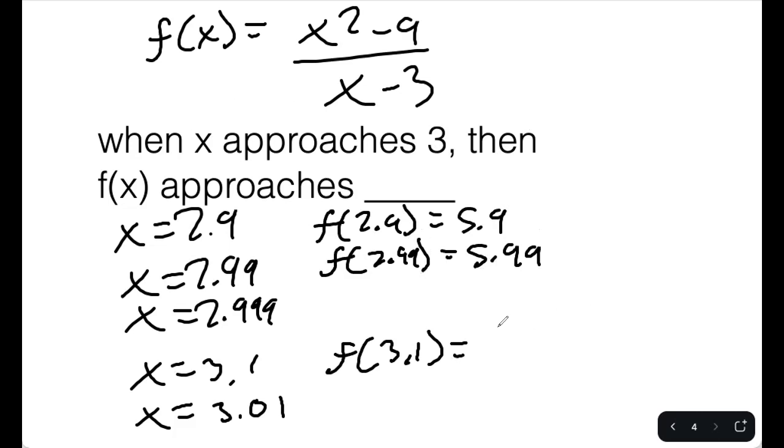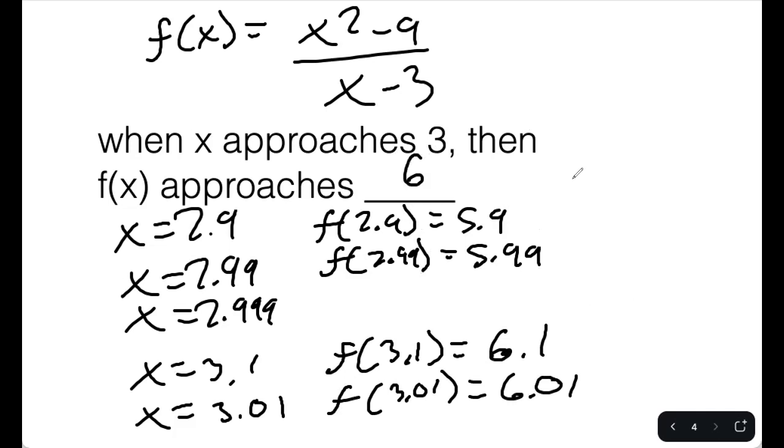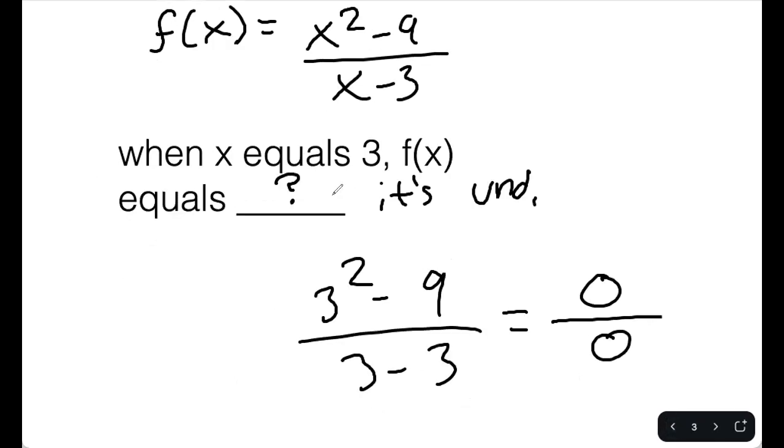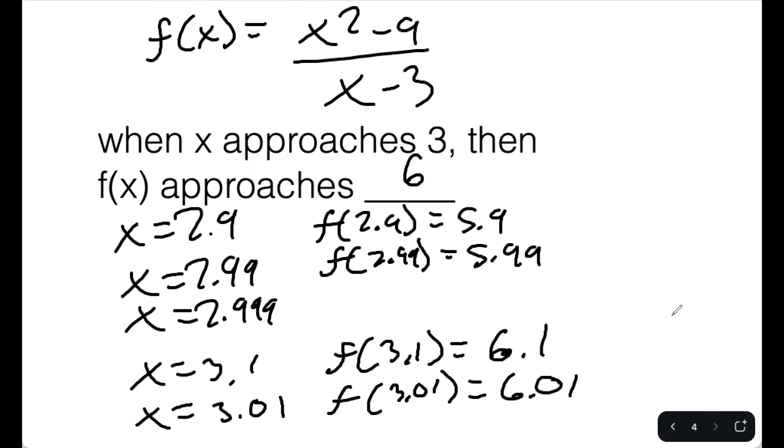If I plug in 3.1, I'll get 6.1. If I plug in 3.01, I'll get 6.01. It does look like we're approaching 6. So there you go. Approaches 6. We got a different answer. This is 6. This is no answer. It was undefined. So equaling and approaching do not have to get us the same result. That's why people care about approaching.